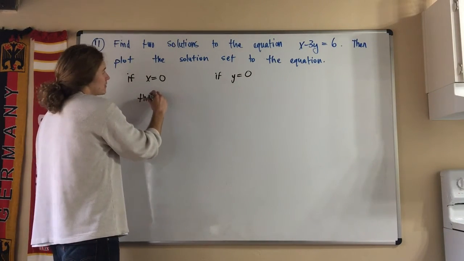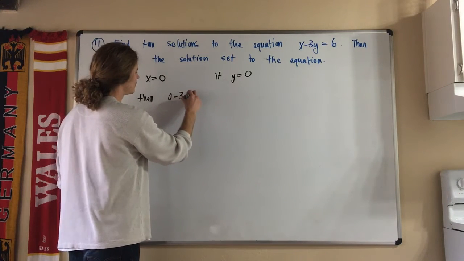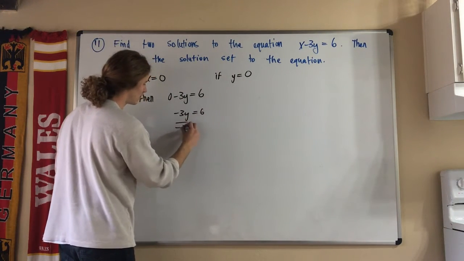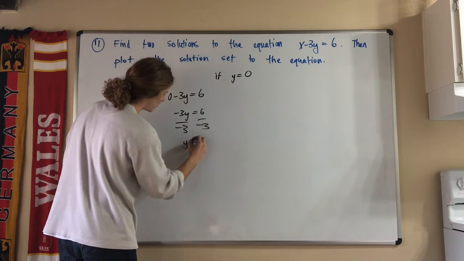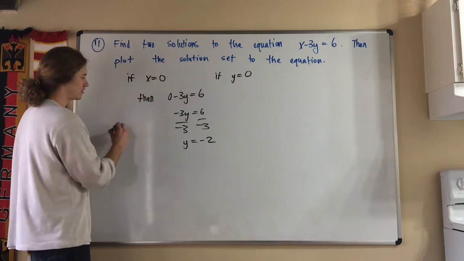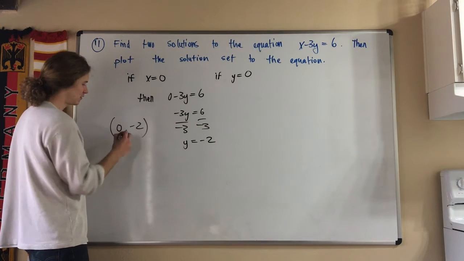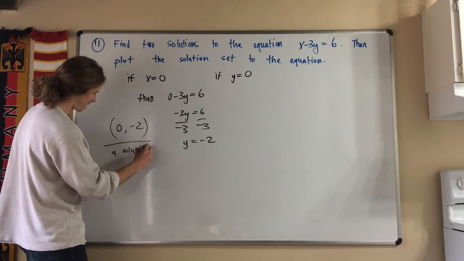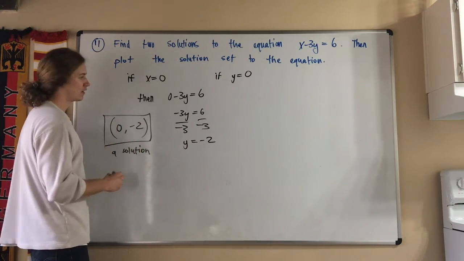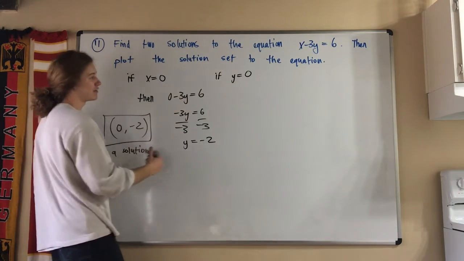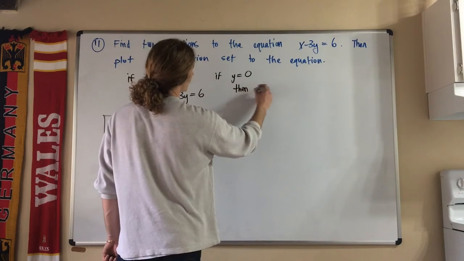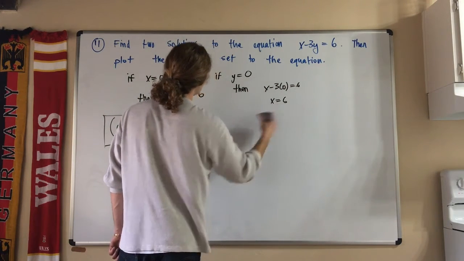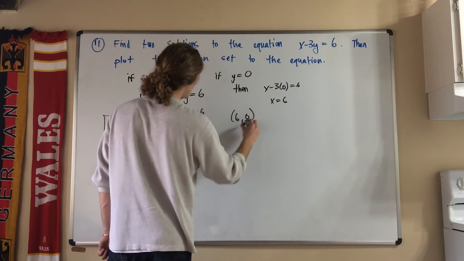So if x equals 0, then 0 minus 3y equals 6, or minus 3y equals 6, or if I divide both sides by minus 3, y equals minus 2. So one solution is 0, comma, negative 2. This is a solution. Let's look at another solution. If y equals 0, then x minus 3 times 0 equals 6, or x equals 6. So another solution is 6, comma 0.